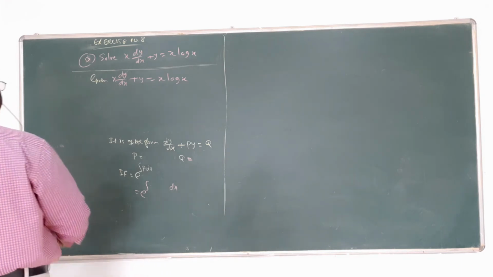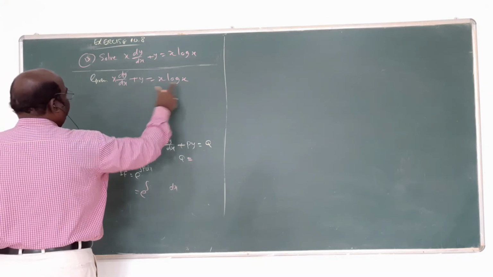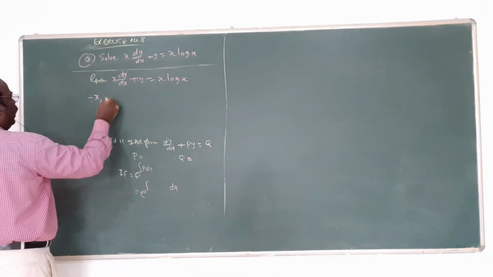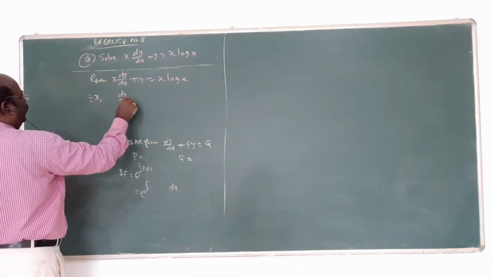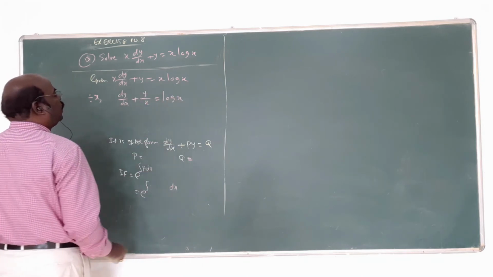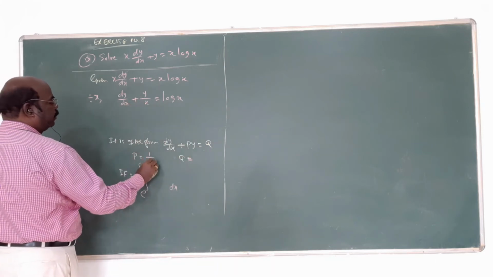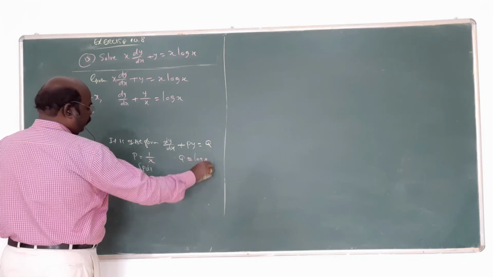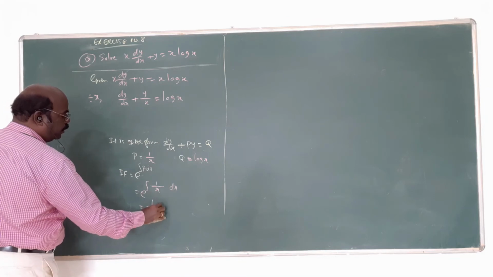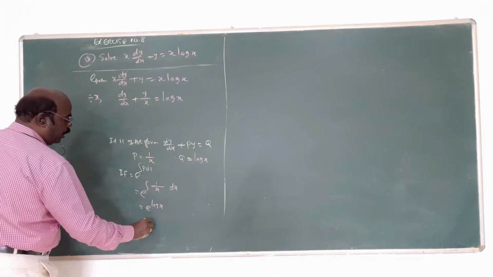Now 13th question. x dy by dx plus y equal to log x. Divide by x, so we get dy by dx plus y by x equal to log x by x. Am I right? Now it is in our form. P equal to what? The coefficient of y is 1 by x. Q is log x by x. Integral of 1 by x is log x. So the integrating factor is e power log x, which is x. Am I right?